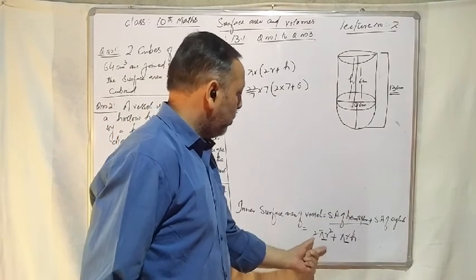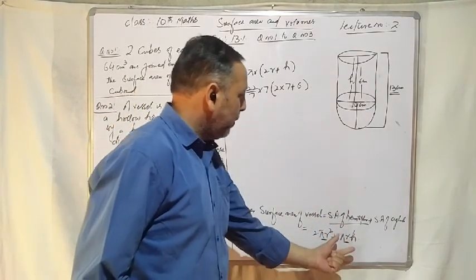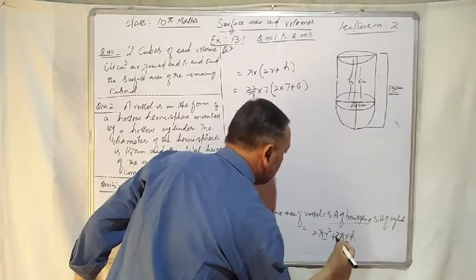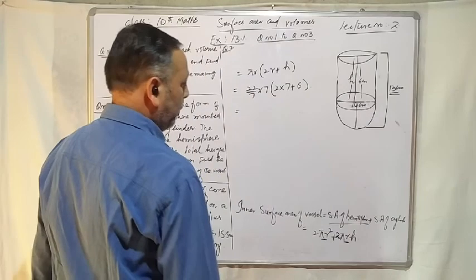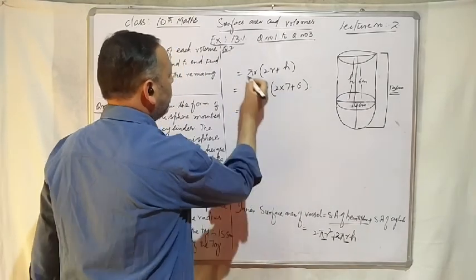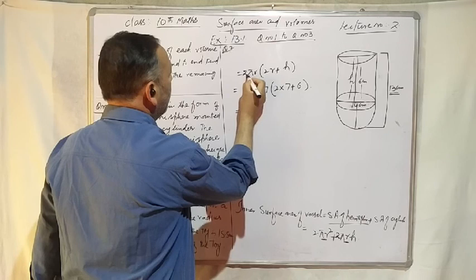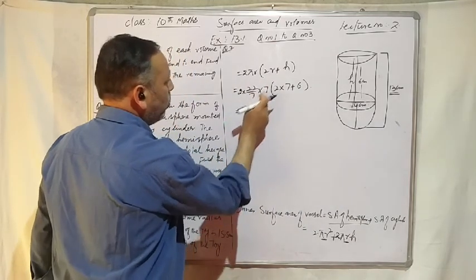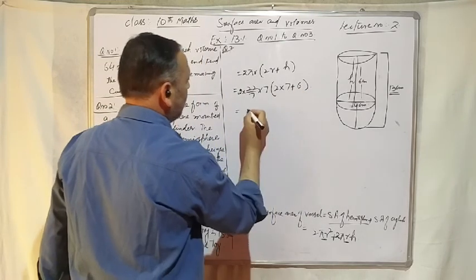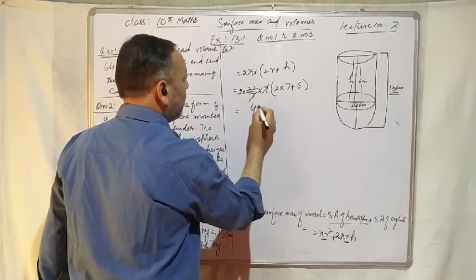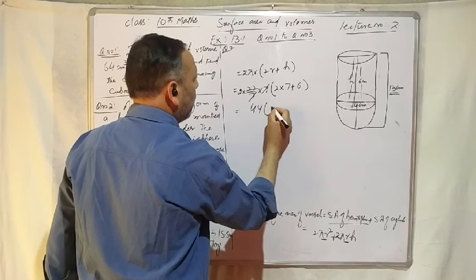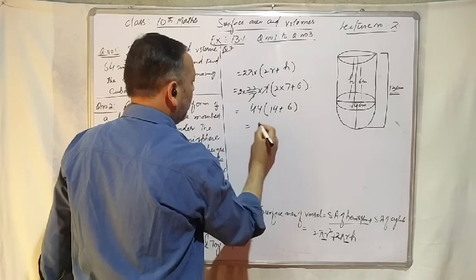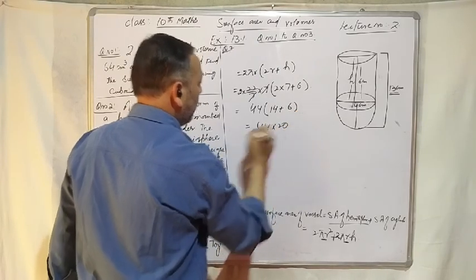Surface area of hemisphere 2 pi r square plus surface area of cylinder 2 pi r h. Take 2 pi r common here, h plus r. So 2 into 22 by 7 into 7, 2 into 7 plus 6. 7 and 7 cancel. It is 44, 7 2s are 14, plus h is 6. It is 44 into 20.